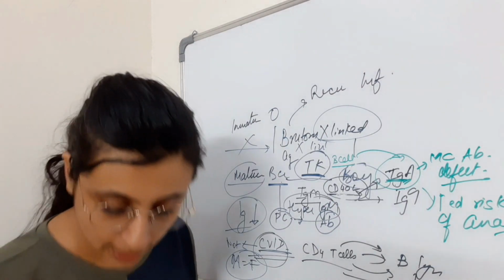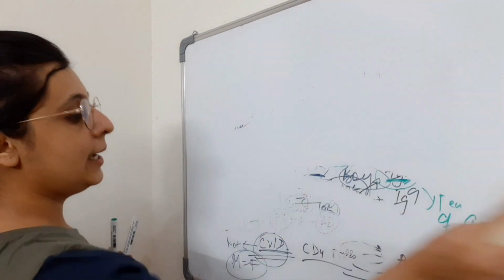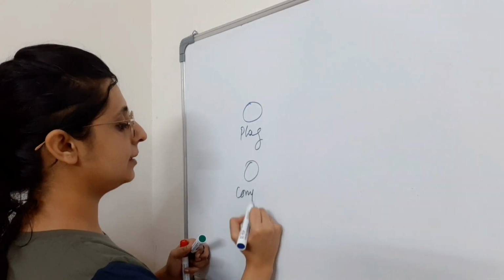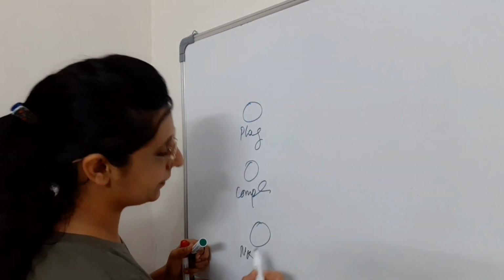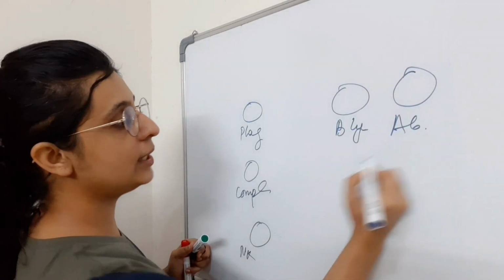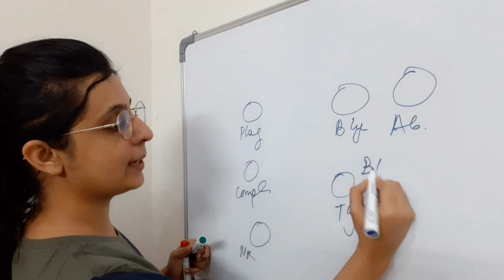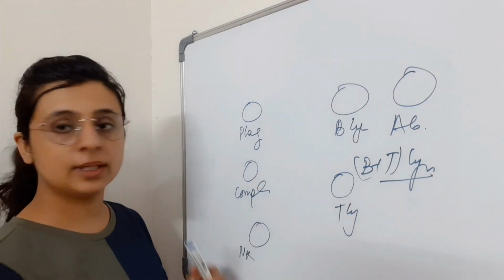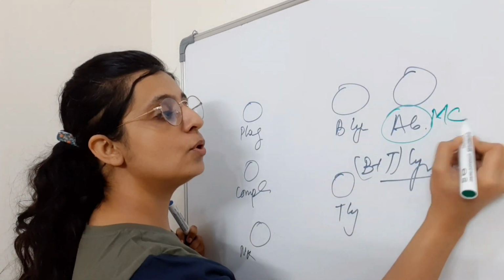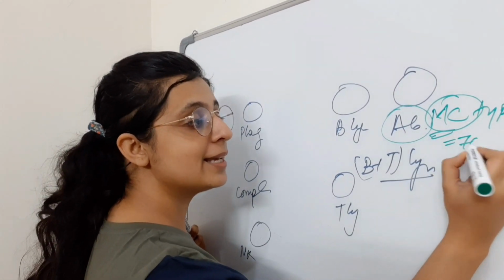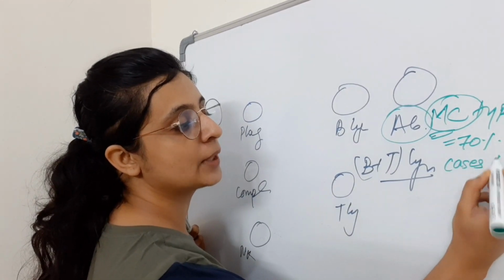Next, I hope the level of deficiency is clear. It can be at the level of phagocyte, complement protein, or NK cell, right? It can be due to a defect in B lymphocyte, antibody defect, or T lymphocyte. In fact, a combined B and T lymphocyte defect can be there. To remember, a very important thing is that antibody defect is the most common type of PID, which constitutes about 70% of cases of PID.